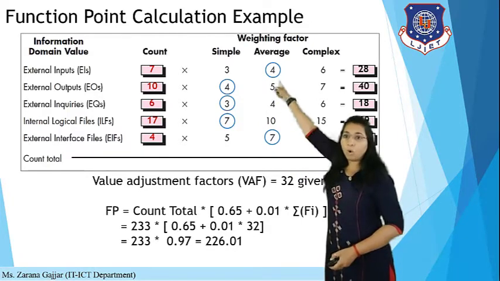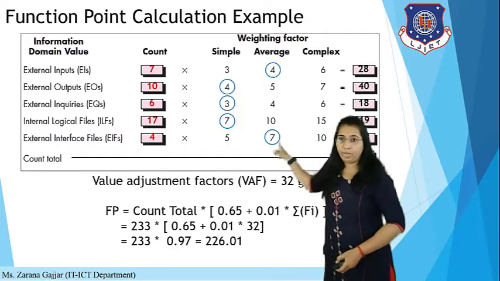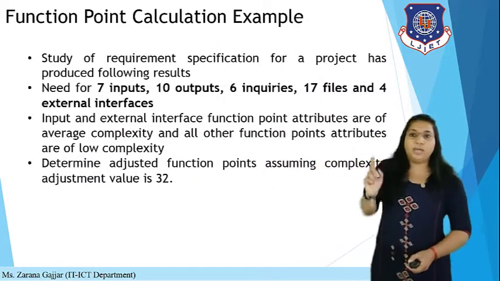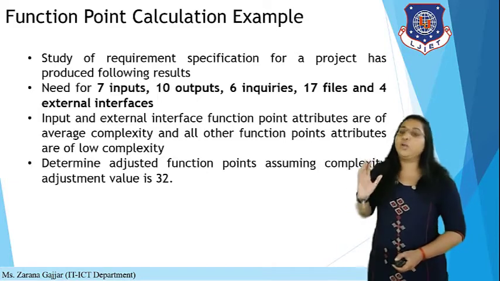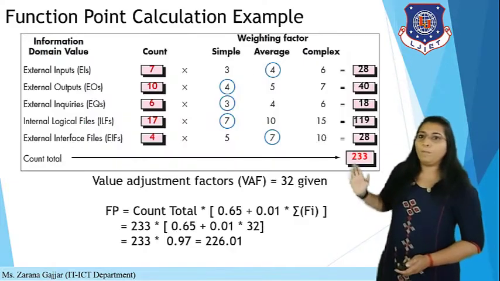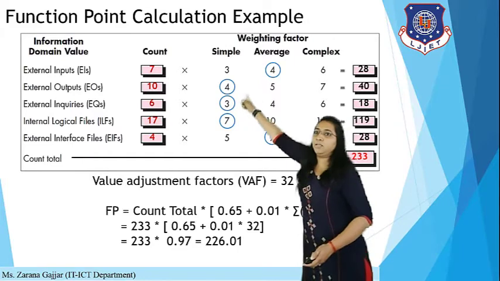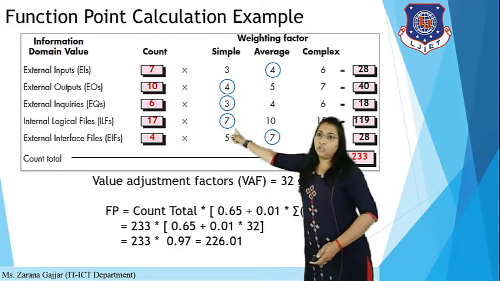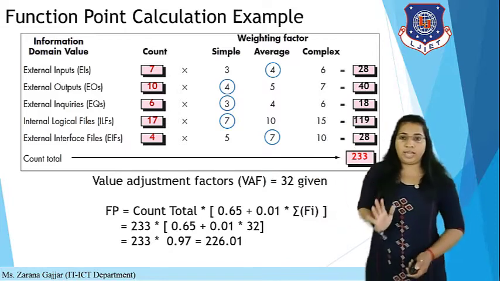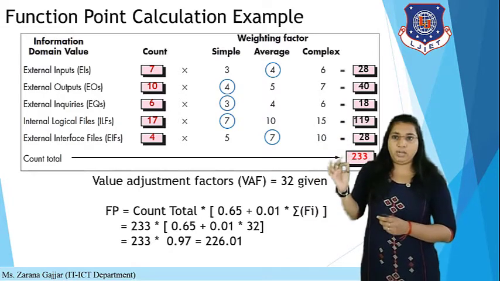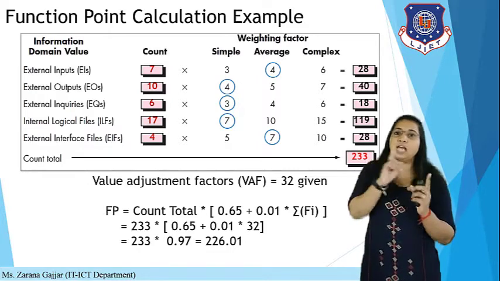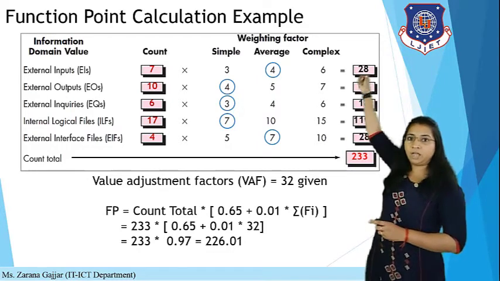That means for both of these you are selecting the average factor, and for the remaining they have already mentioned that you have to select low complexity. Low complexity means you are selecting simple values for output, inquiries and logical file. So now you just have to calculate. External input means 7 with the average factor, 7 4s are 28. So 28 is the value.